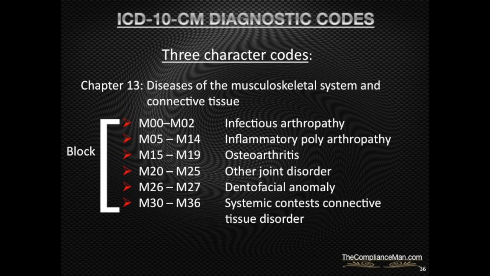So to further give you an example, you'll see here in Chapter 13, Diseases of the Musculoskeletal System and Connective Tissue, which chiropractors are mainly going to use this chapter as well as the injury chapter, Chapter 19. But what you see here is the blocks. So you'll see that you have the alpha code followed by 2 numerical codes, and they're describing specific conditions. So for example, osteoarthritis would be in the block M15 to M19.